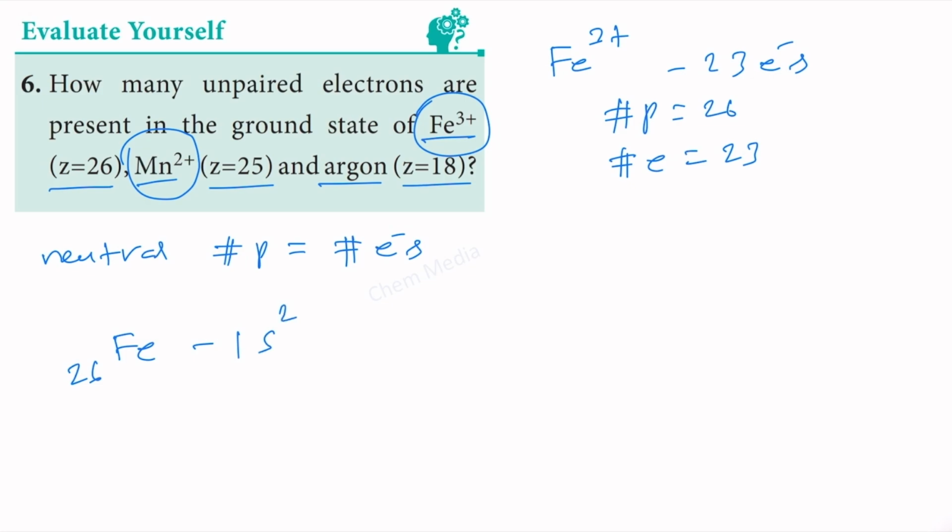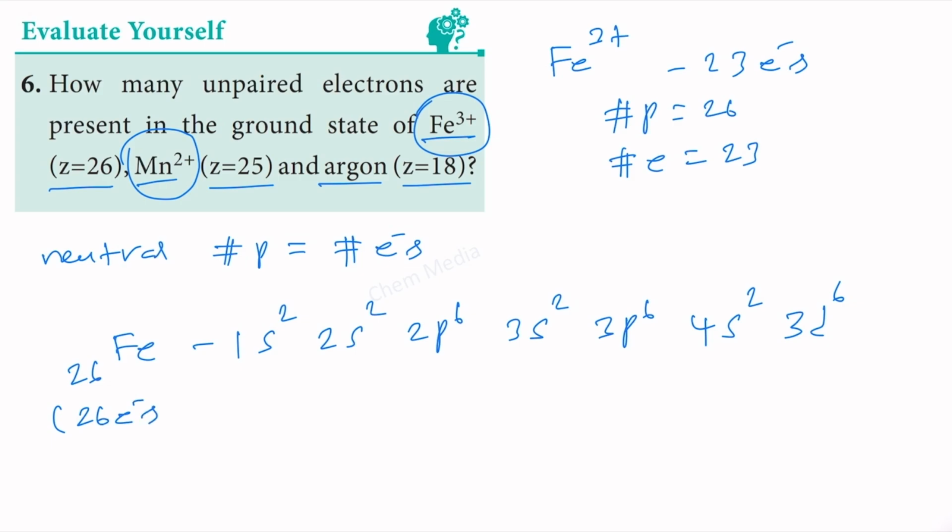it is 1s2, 2s2, 2p6, 3s2, 3p6, 4s2, 3d6, because the neutral atom has 26 electrons. Here we have 26 electrons, 26 protons. So, for 26 electrons we wrote the electronic configuration by following the aufbau principle.